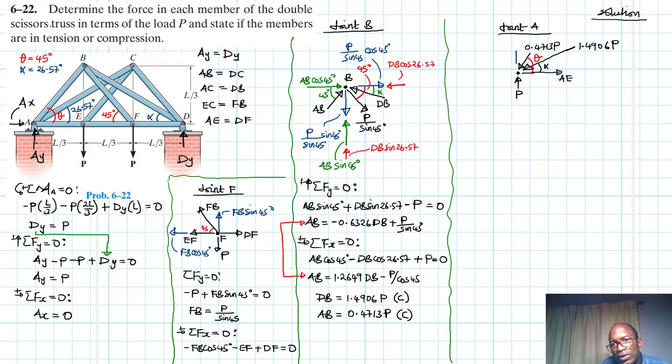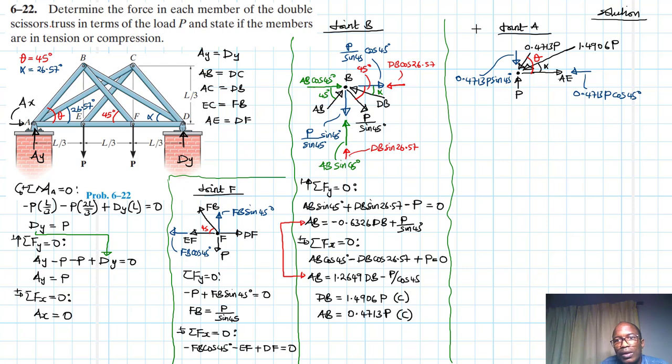We'll have this component and this component for 0.4713p cos theta, which is a 45, right? Theta is 45. And then this one is 0.4713p sine 45.